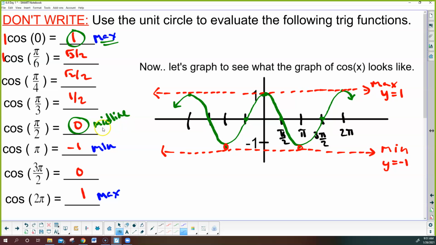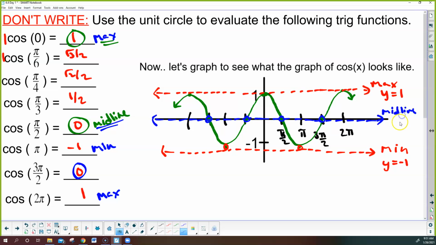But then the other important piece is, what about this midline, right? I hit 0 a couple of times. I hit it here, here, here, here, and it's going to keep following that pattern. So the midline is an important piece of this graph as well. We want to view that.